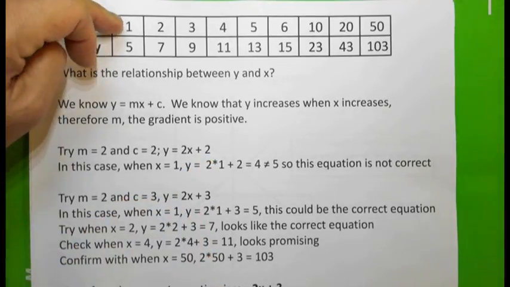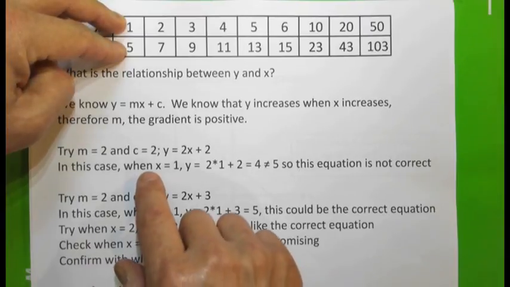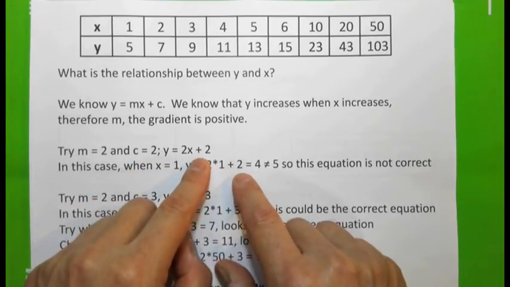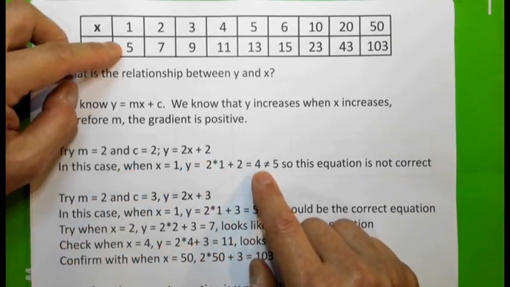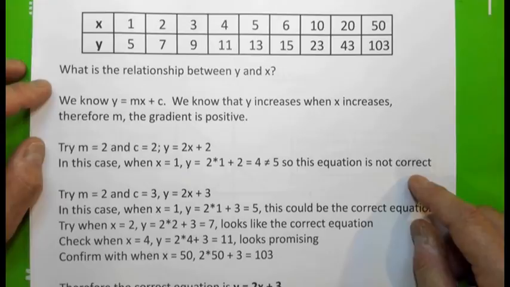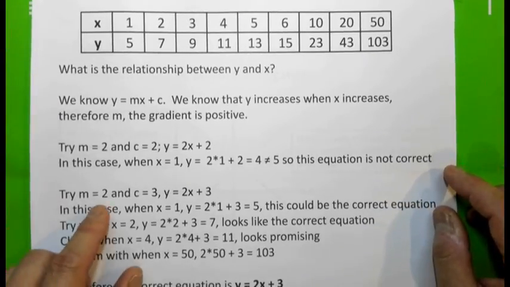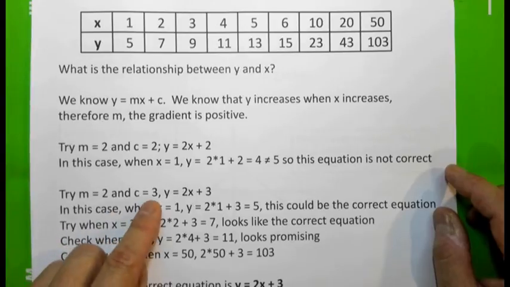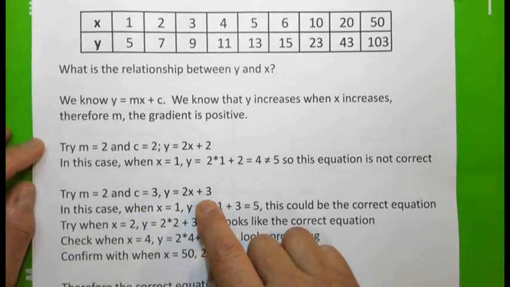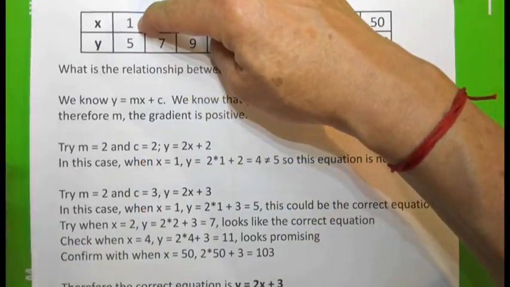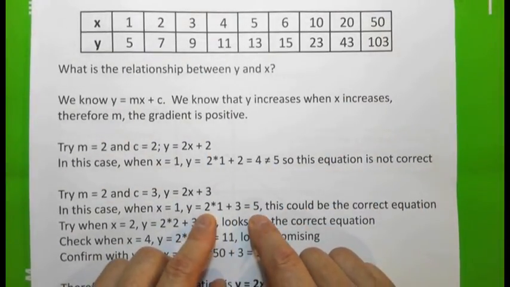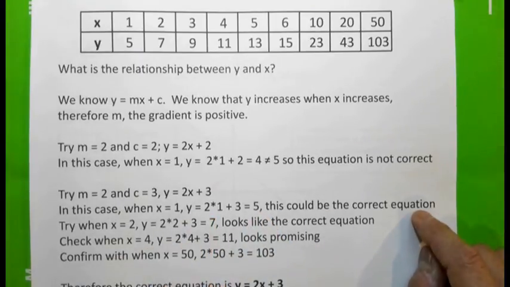Let's try it. When x equals 1, what is y? So when x equals 1, using this equation, y is 2 times 1 plus 2, which is 4. However, it doesn't fit the information given, which is 5. So this equation is actually not correct. Let's try again. m equals 2 and c equals 3. In this case, y equals 2x plus 3. So when we put x into that equation, y equals 2 times 1 plus 3. That is 5. This could be actually the correct equation.